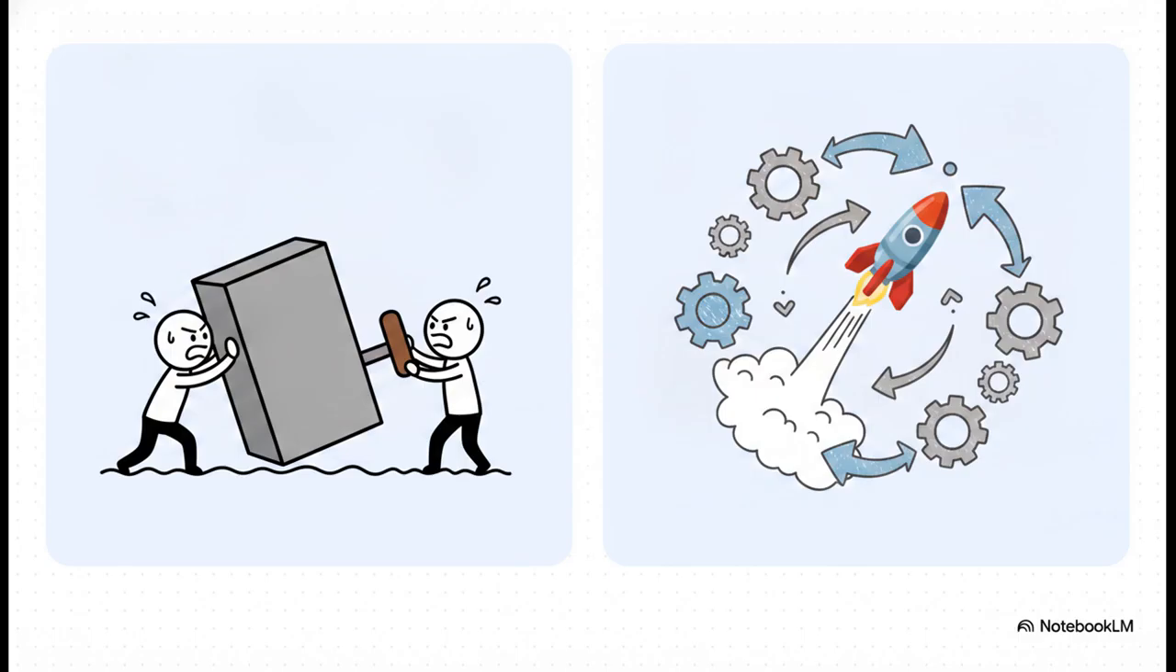Now, the new way is entirely different. You set the goal once. That's it. From there, the system loops itself. It evaluates its own output, corrects its own mistakes, and runs iterations automatically until that goal is actually met.